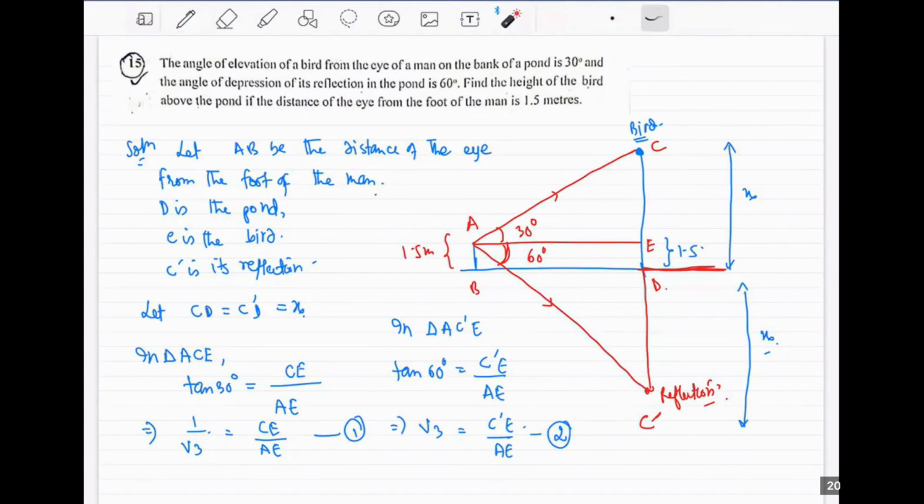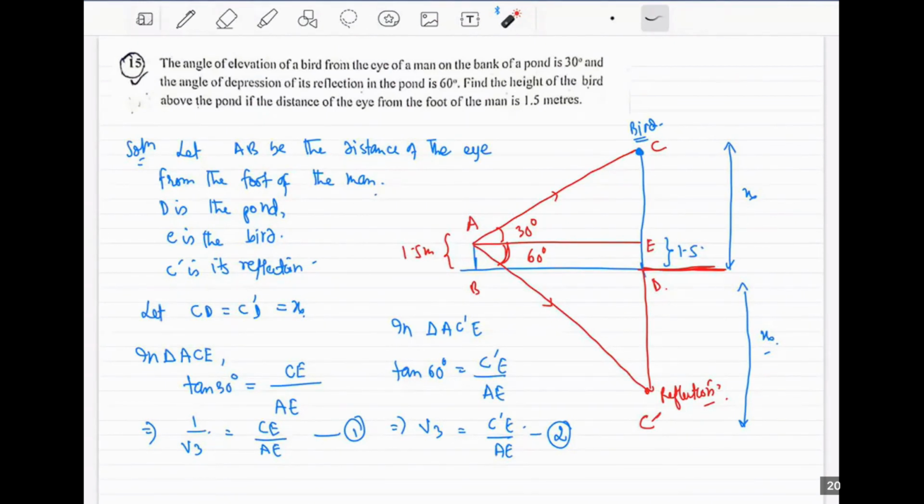Remember, our goal is to find CD. What have we taken it as? We have taken it as X. Once we find the value of X, we will be able to find out how high the bird is sitting above the pond. You copy up to here. Any question up to this point? Any question from any of you? No question? All right then.